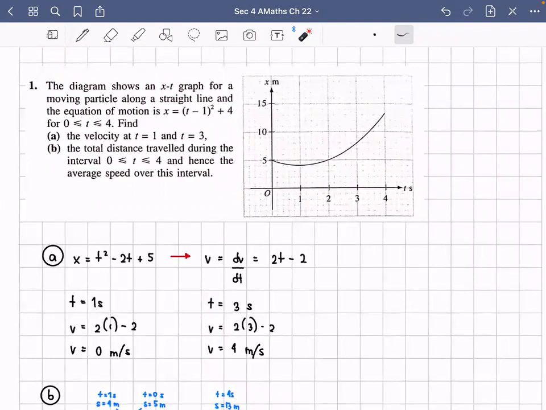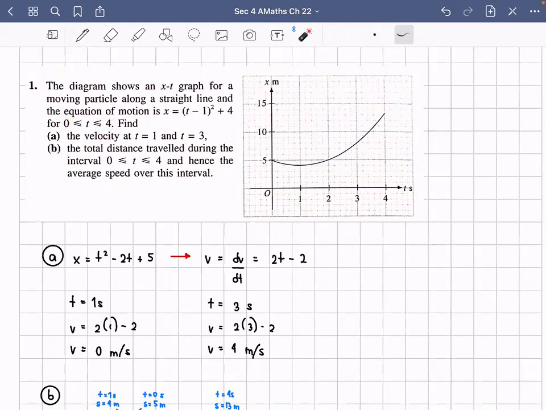Okay, so number one, the diagram shows an x-t or displacement-time graph for a moving particle along a straight line. And the equation of motion is x is equal to (t minus 1) squared plus 4. For t values from 0 to 4, find (a) the velocity at t equals 1 and t equals 3. All right, so first things first.